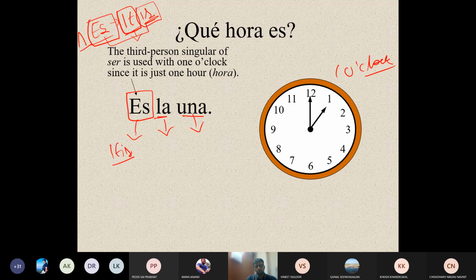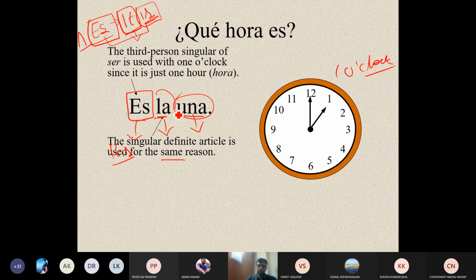So there is a reason for all of this. Let us see that. The third person singular of ser is used with 1 o'clock since it is just 1 hour, so we are using es only. Why? Because the number of hours is 1. Second, and this is compulsory, the singular definite article is used for the same reason.